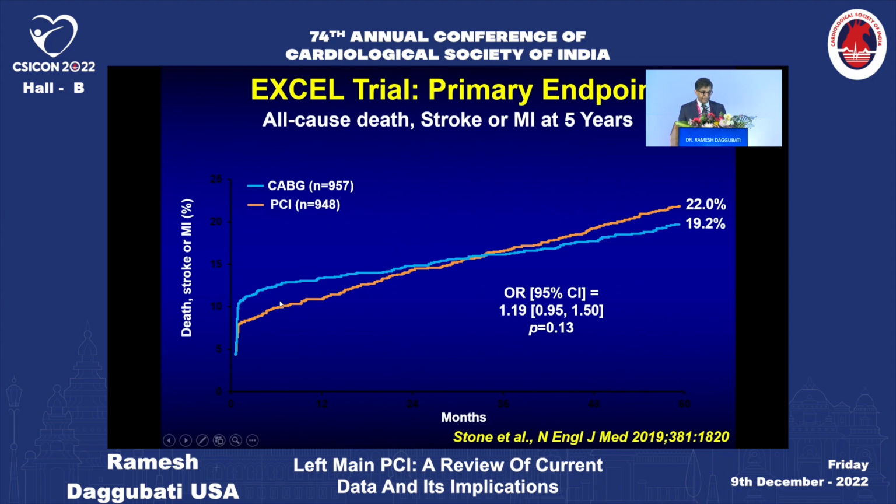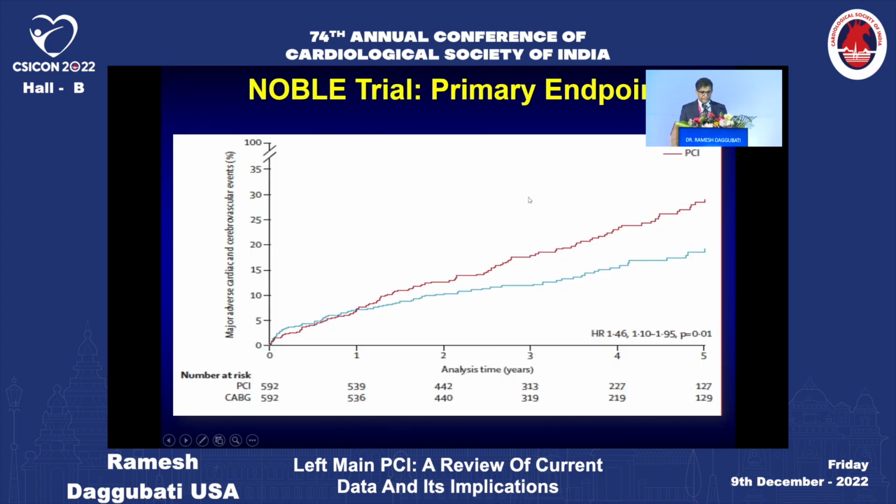Initially, PCI did better than surgery, and at 2 years there was no difference. At 3 years, there's not much of a difference. After that, at 5 years, now PCI is worse than bypass surgery. It is still not statistically significant, but the numbers are increasing. The mortality is seen in about 13% in the PCI group versus 9.9% in the bypass group, and this is what is more worrisome for most of the physicians.